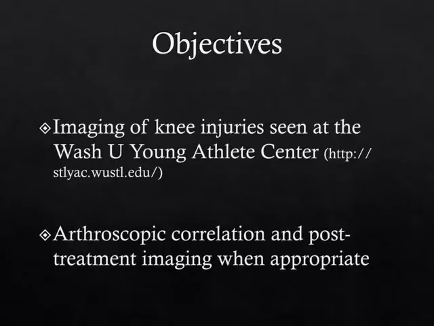So we're going to talk about the various things we see at the WashU Young Athletes Center and go over some of the arthroscopic correlation and some of the post-treatment imaging. It's no longer acceptable to tell the future Tiger Woods or the future Roger Federer or the future whoever to just walk off their injuries. We need to know what's going on so we can establish a physical therapy regimen and start doing the appropriate treatment immediately in order to mitigate any potential future cartilage damage. I mean, most of what these pediatric orthopedic surgeons are trying to do is to prevent future osteoarthritis. And the earlier you can treat these things, the better the patients seem to do.